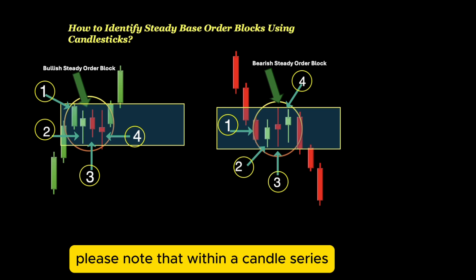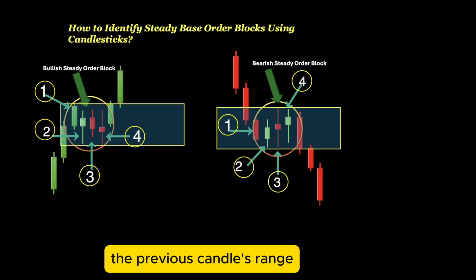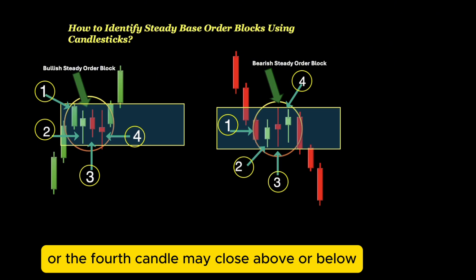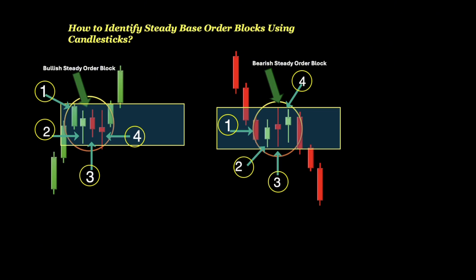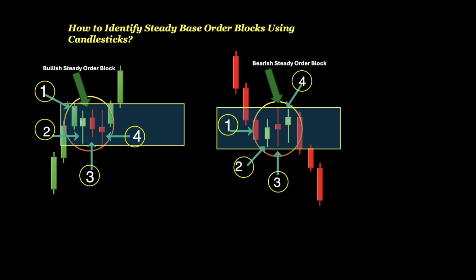Please note that within a candle series, the third candle may close above or below the previous candle's range, or the fourth candle may close above or below the range of the second candle. However, this can still result in a valid steady base order block.